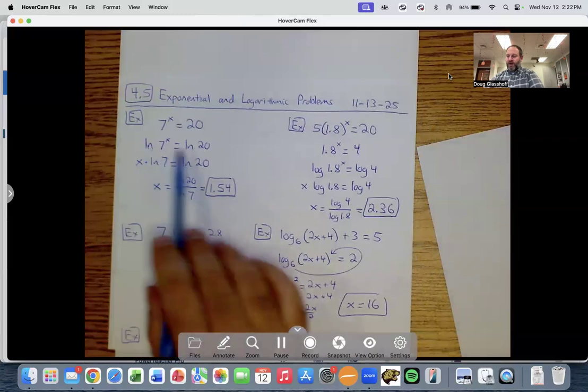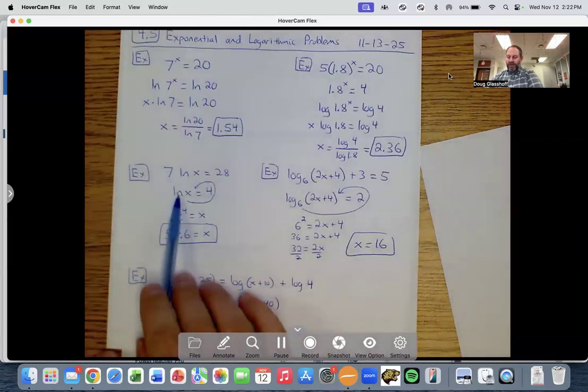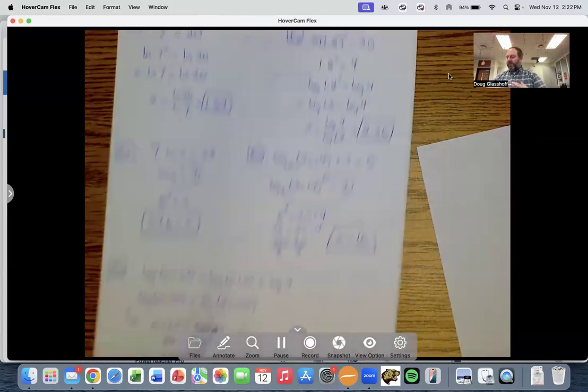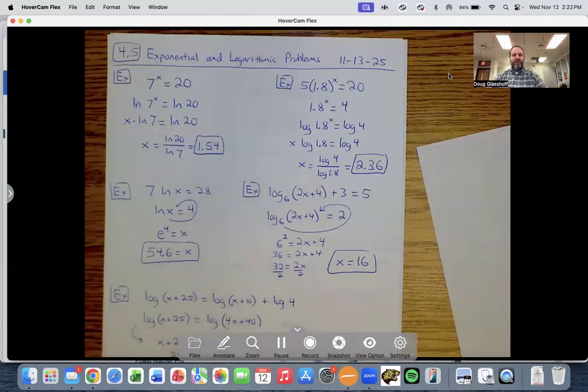This is where you take the log or natural log of both sides. This is where you get the logarithm by itself and then loop it. And then this one, you condense each side and then cancel off the logarithms. So three types of problems here, all involving solving with logarithms in a problem. But that's section 4.5.